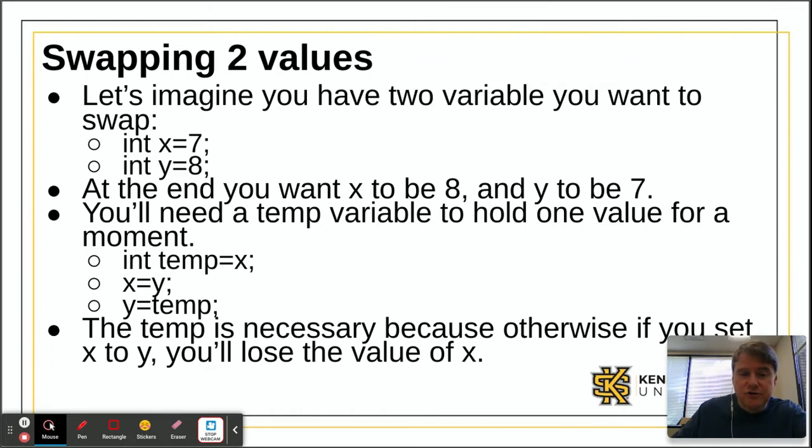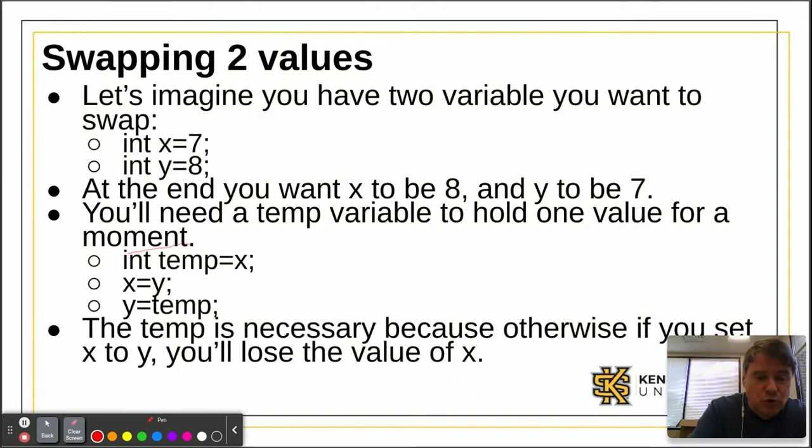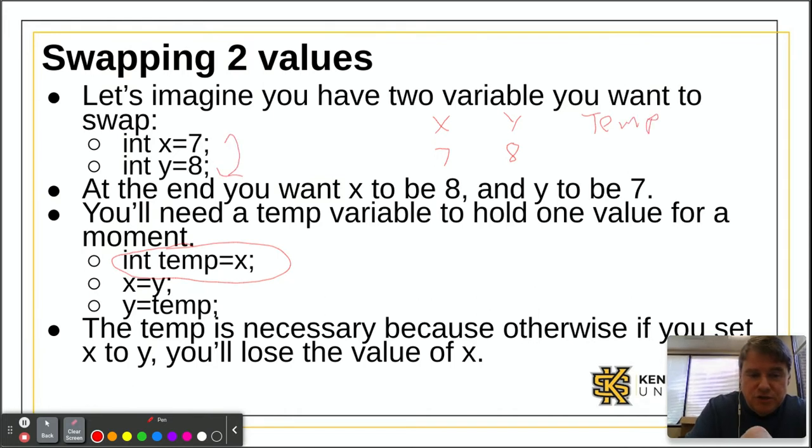So the actual algorithm is, you're going to take one of the values, and it doesn't really matter which one, and you're going to put it into temp. To be clear, you have x, which is 7, you have y, which is 8, and you have temp. Again, the goal is to reverse these two, so that at the end of this process they are reversed. So we're taking whatever is in x, and we're going to put it into temp. So temp is now equal to 7. And you're going to see why that's necessary, because if I didn't do this, I would lose the 7.